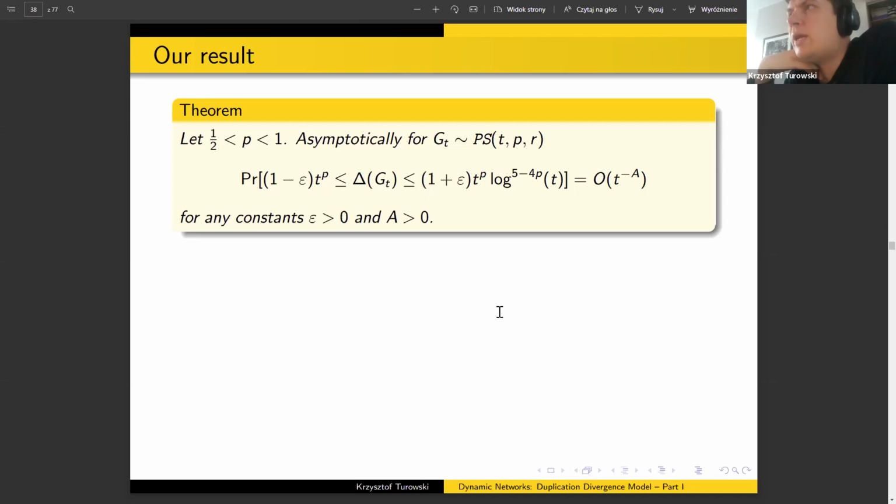And it should be on the right-hand side 1 minus O(t to the minus a). So the probability that we are between these two values is very large, not very small.